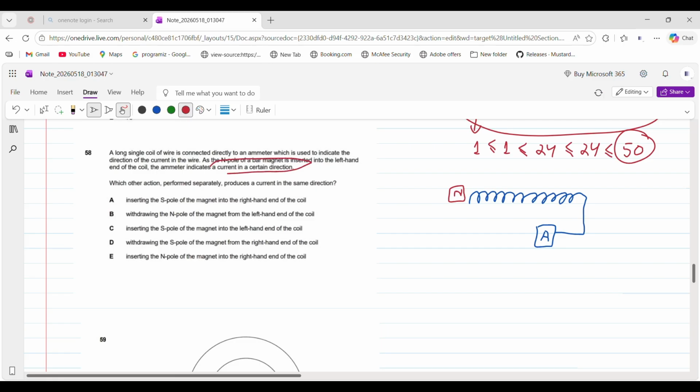Whatever direction the current is produced in initially, we need to make some more scenarios in order to produce that same direction. So basically, when a magnet is brought near the coil, its magnetic field changes.